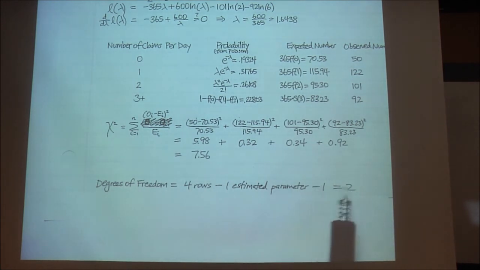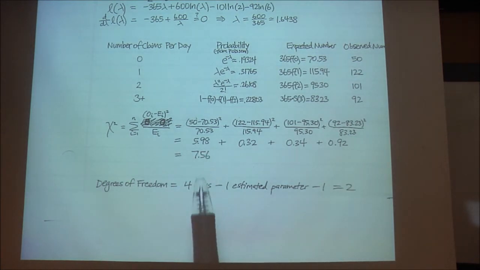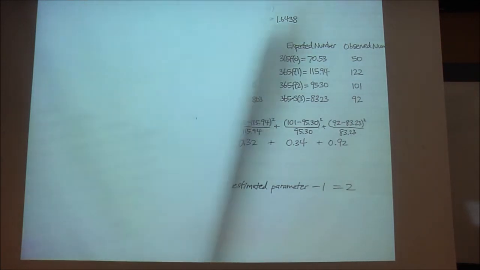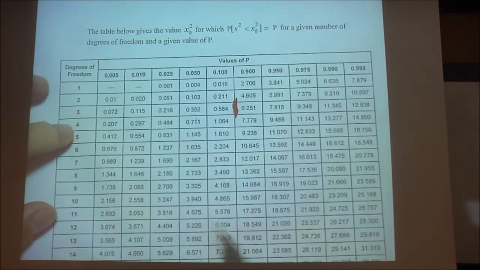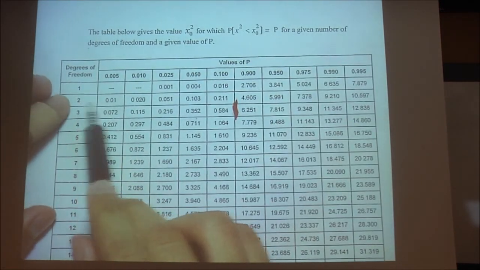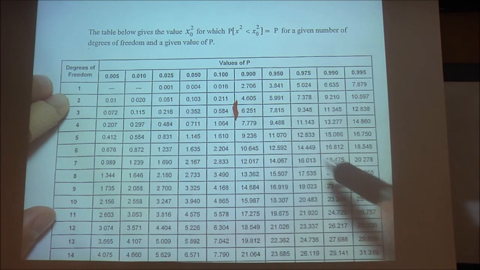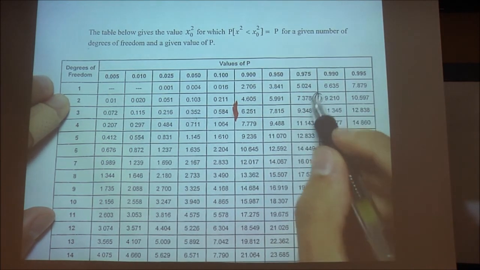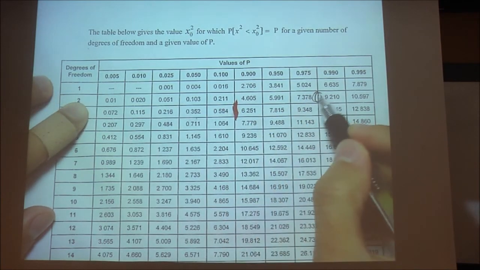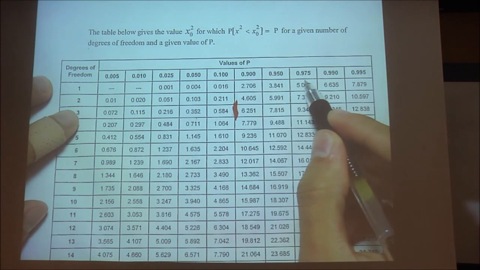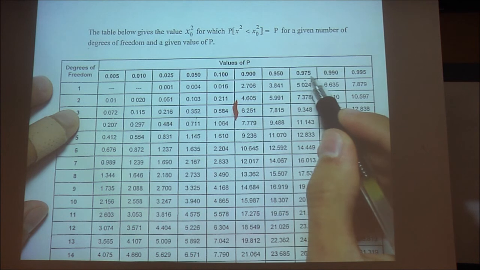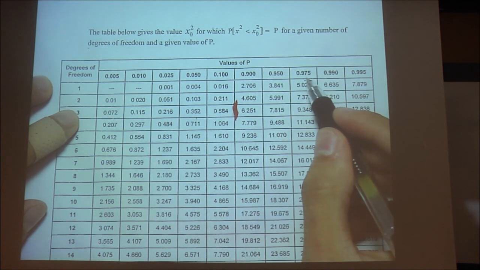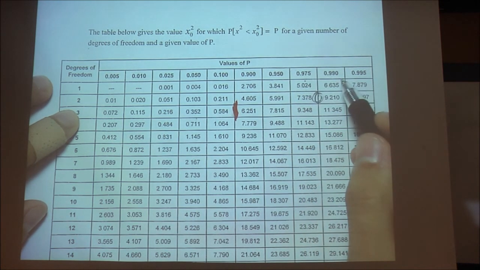And then with 2 as your degrees of freedom and 7.56 as your chi-square statistic, you go to your table, and you see here we'll go to 2, and 7.56 is approximately right here. So you would reject everything to the left. So you reject at a significance level of 0.025, but you would fail to reject at 0.01, which is answer choice C.